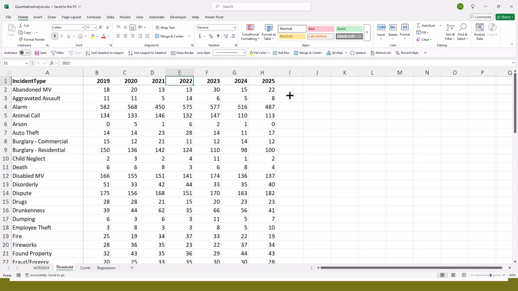By the way, geography doesn't matter either. We could do it for the entire city. We could do it for one beat. We could do it for one street. Right. But for this scenario, we'll assume we're doing it for the whole city. How are we doing in 2025 compared to these previous years?